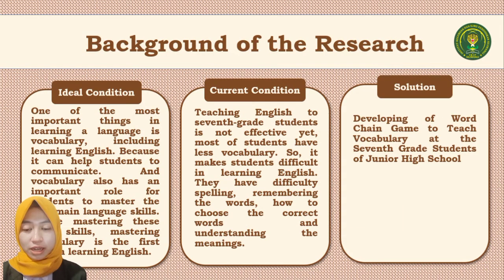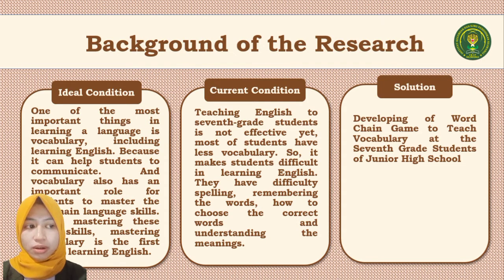For the first one, I want to describe the background of the research. For the ideal condition, one of the most important things in learning a language is vocabulary, including learning English, because it can help students to communicate, and vocabulary also has an important role for students to master the 4 main language skills. Before mastering these 4 skills, mastering vocabulary is the first step in learning English.